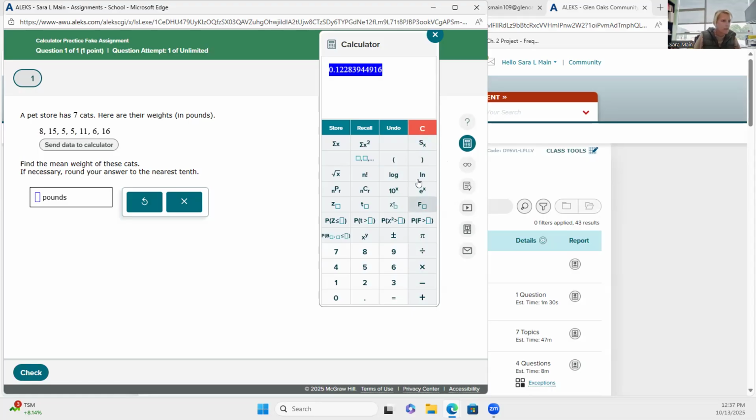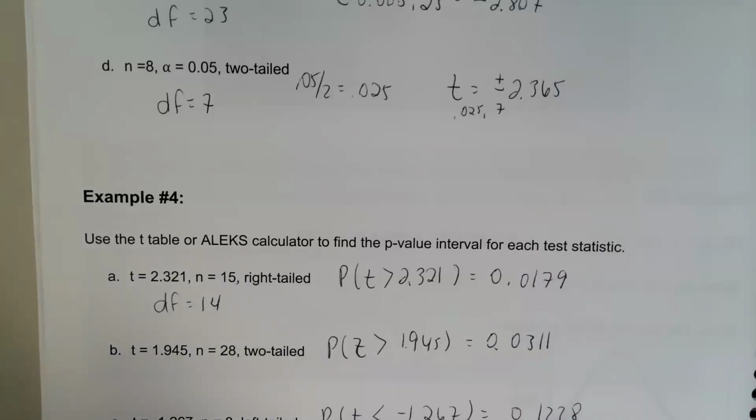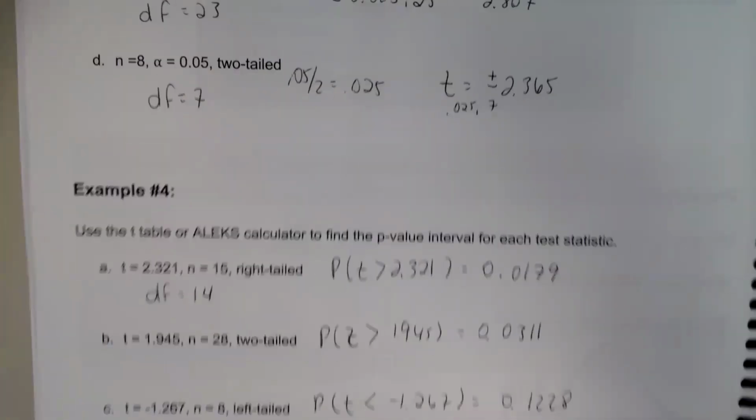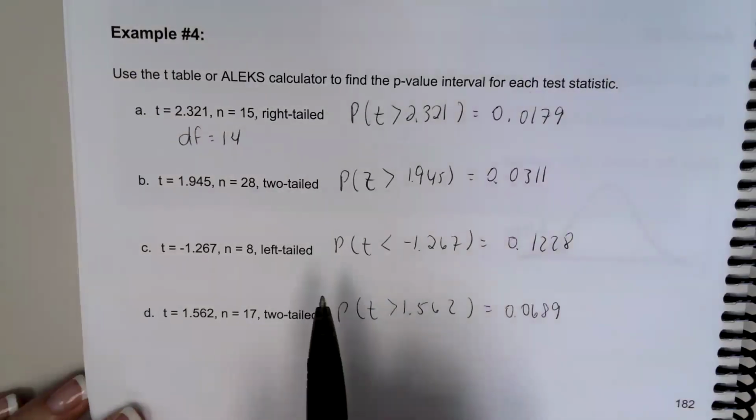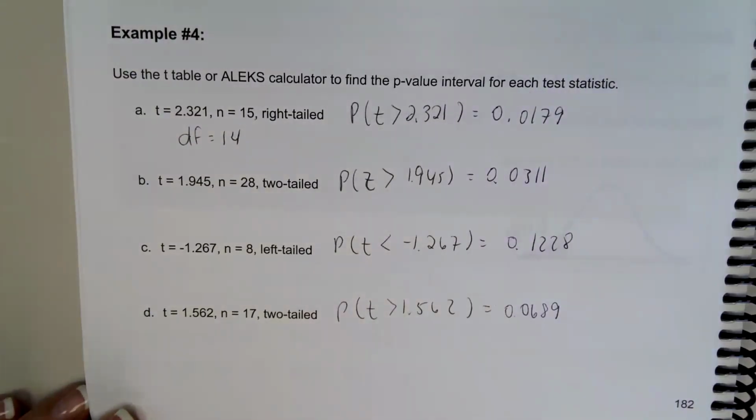And then letter D is another two-tailed, and because our T is positive, I'm going to look on the greater than side. So greater than 1.562. And then the degrees of freedom is 16. And so that comes out to be 0.0689. I'm going to show you my paper so that you can see. So we just find the p-values, the probability of these happening under these assumptions.